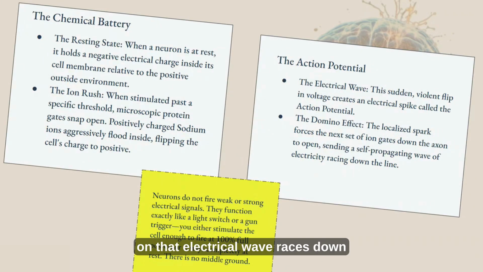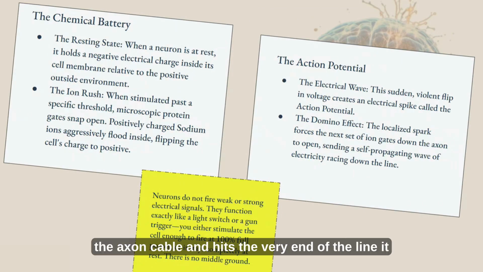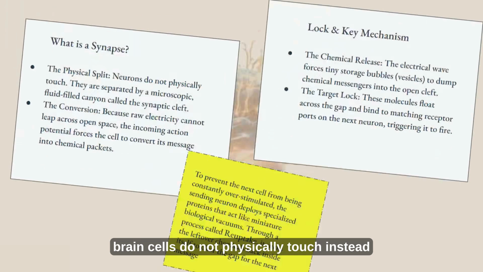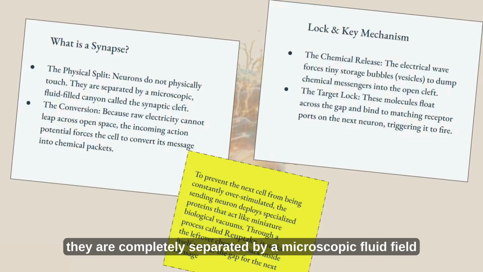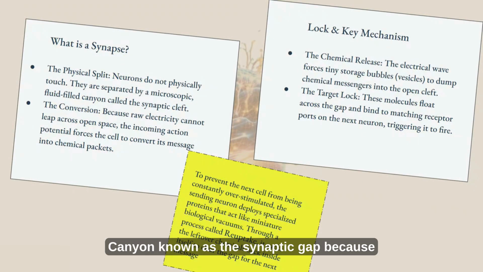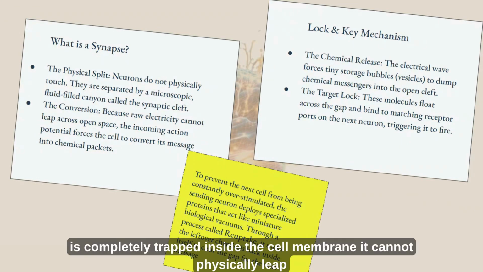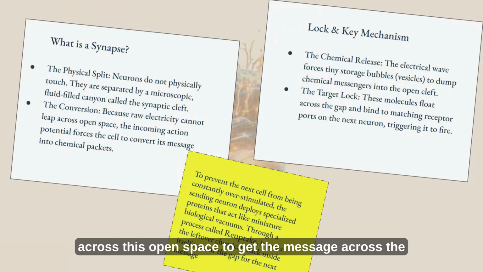So, once that electrical wave races down the axon cable and hits the very end of the line, it slams directly into a massive biological roadblock. As we learned from the historical work of Cajal, our brain cells do not physically touch. Instead, they are completely separated by a microscopic fluid-filled canyon known as the synaptic gap. Because raw electricity is completely trapped inside the cell membrane, it cannot physically leap across this open space.